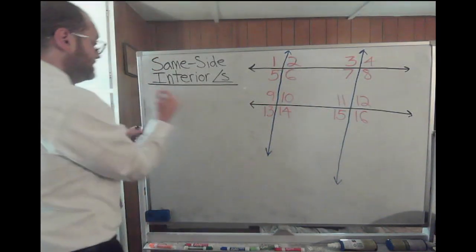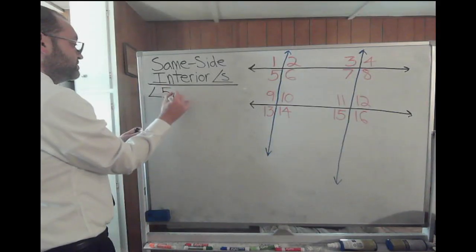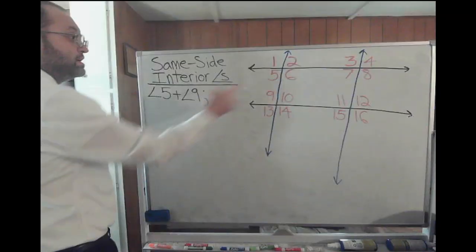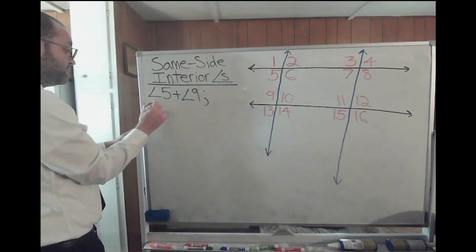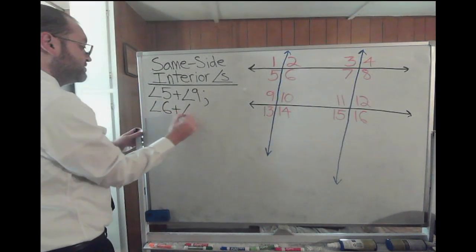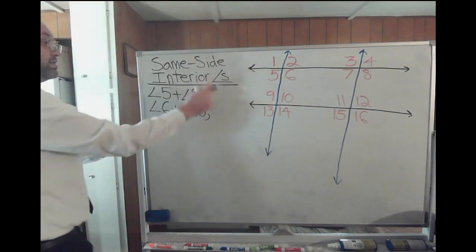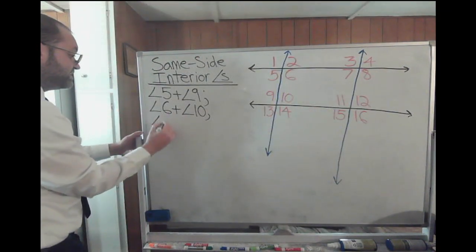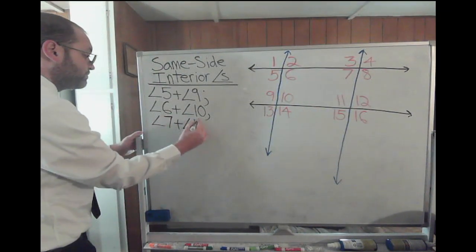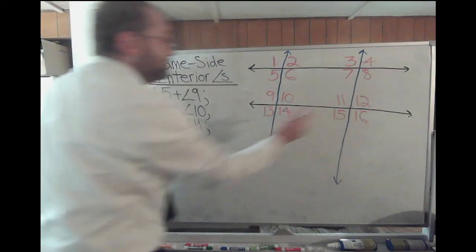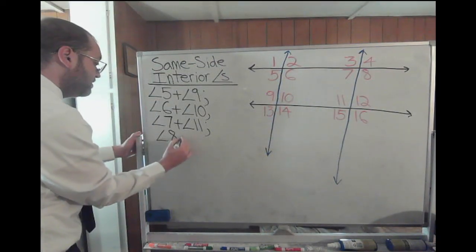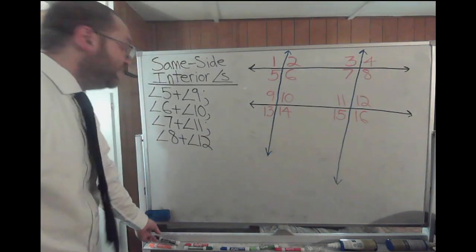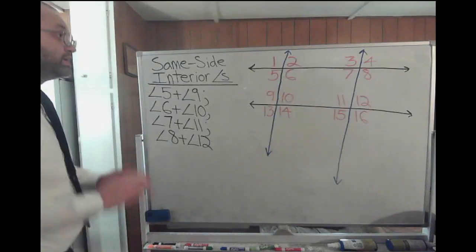So angles 5 and 9, those would be same side interior angles. Angles 5 and 9 are same side interior. So are 6 and 10. They're on the same side of the transversal line. That makes them same side interior. What else? 7 and 11, those are same side interior angles. And then you guessed it, 8 and 12. Angles 8 and 12 are same side interior angles. And that's all we have for same side interior angles.